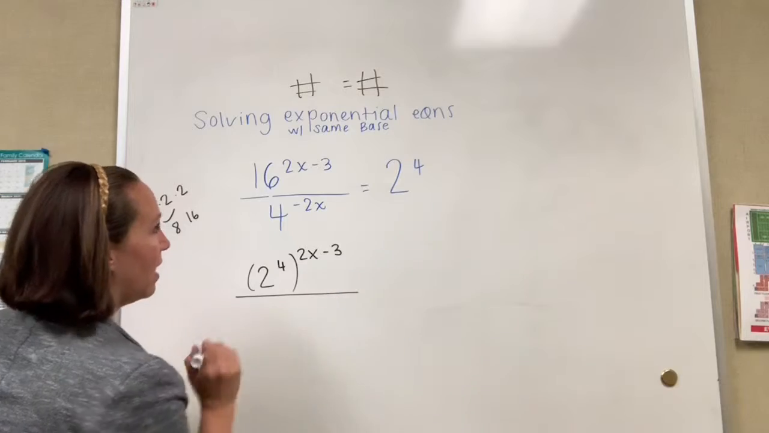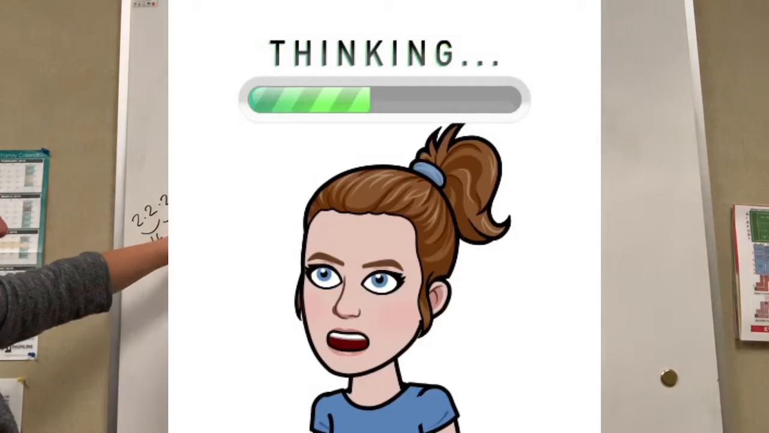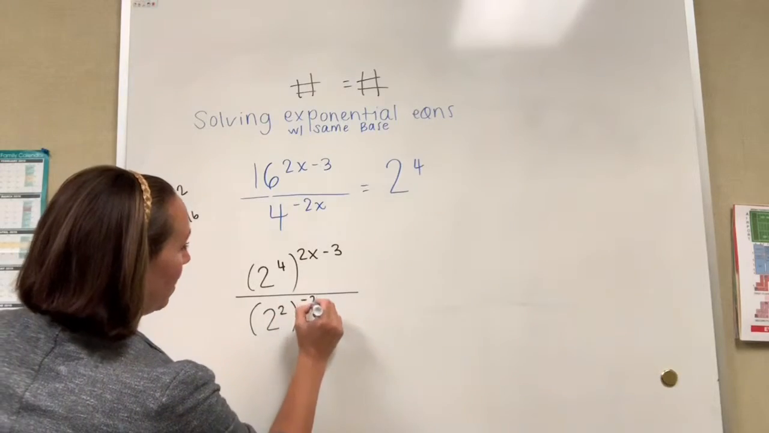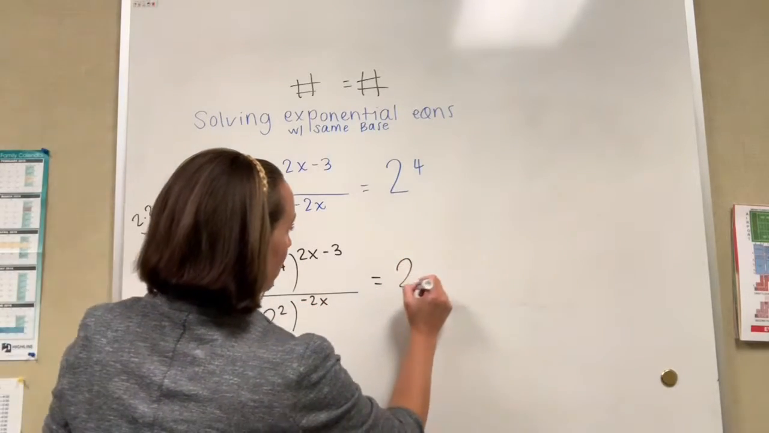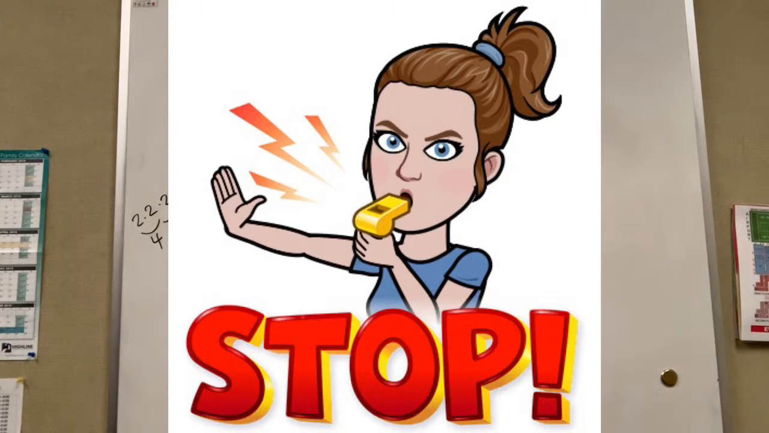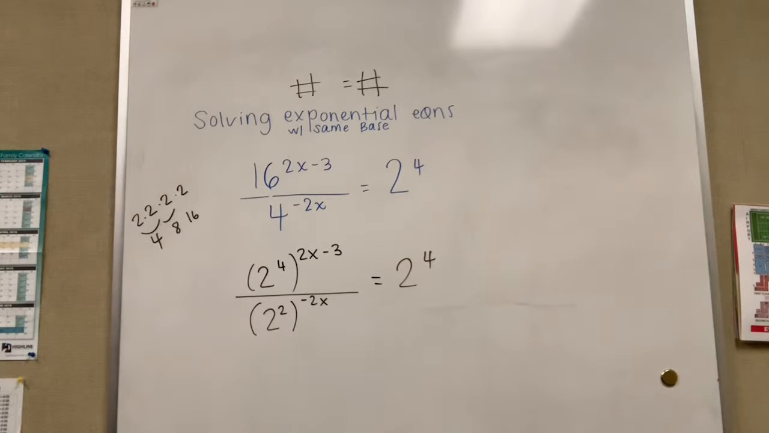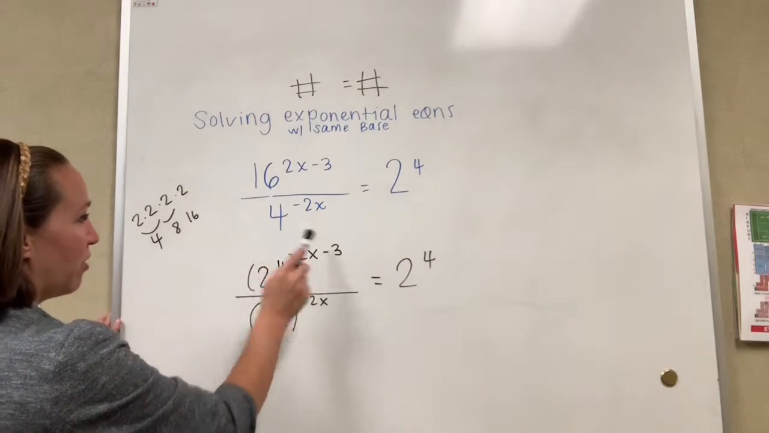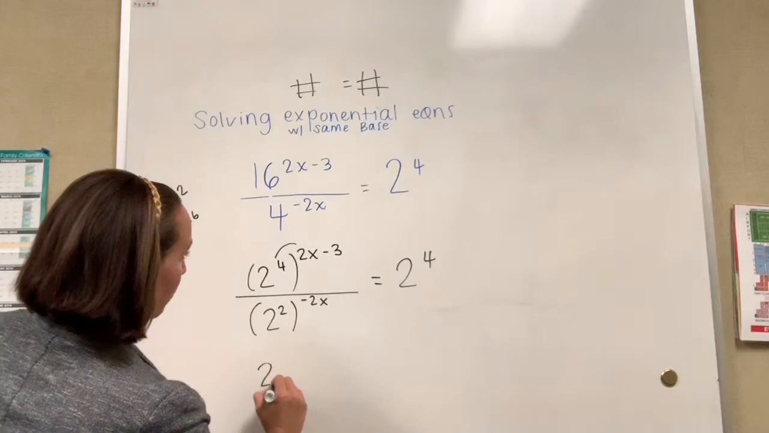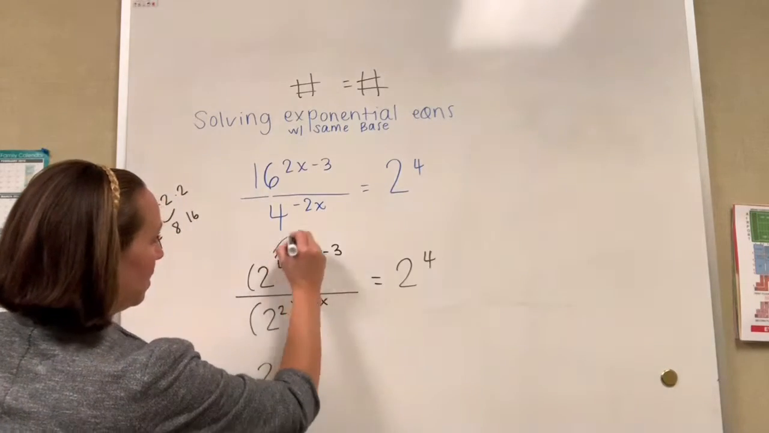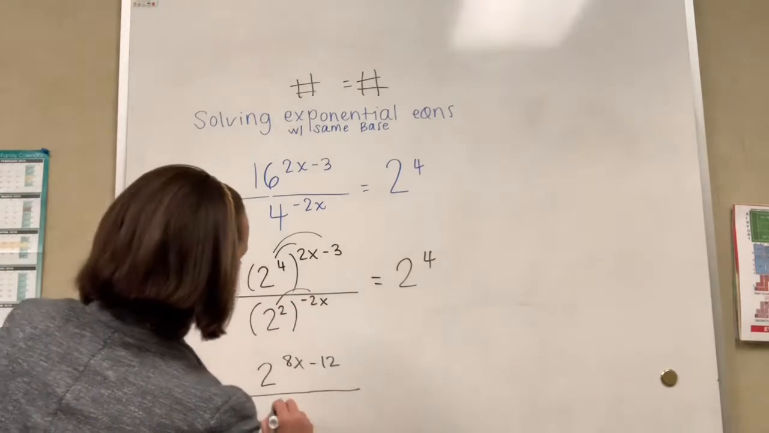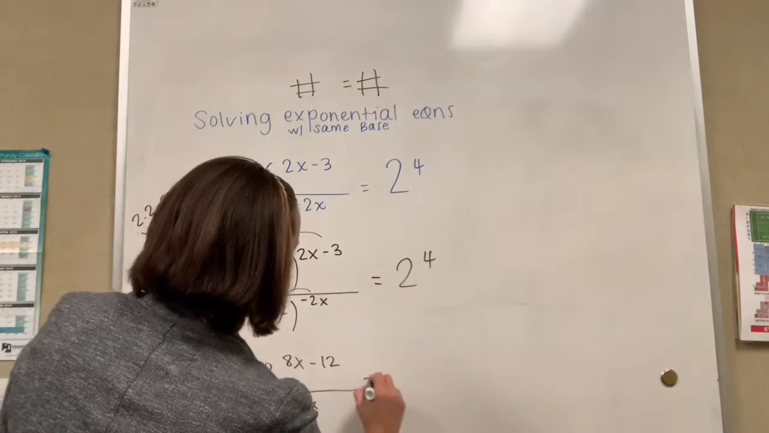I do the same thinking down here. I know that 2 times 2 is 4, so I'm going to rewrite that 4 as 2 squared. So now let's stop and make some observations. Right here I'm going to use the distributive property because it's multiplication. So this is going to be the same thing as 2 to the 8x minus 12 over 2 to the negative 4x.